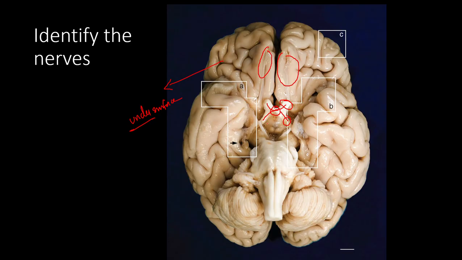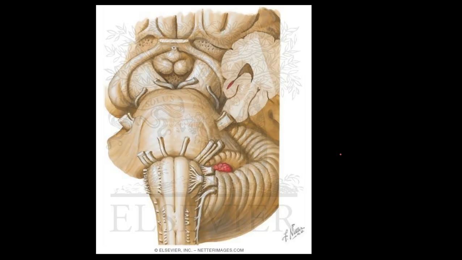The third nerve, the oculomotor nerve. This area is your interpeduncular fossa. From the interpeduncular fossa, there is one nerve coming out, the oculomotor nerve. So you can see the third nerve. Okay, coming to the pons. In the pons we have a thick nerve called the trigeminal nerve. The rest of the nerves we will see in the next picture.